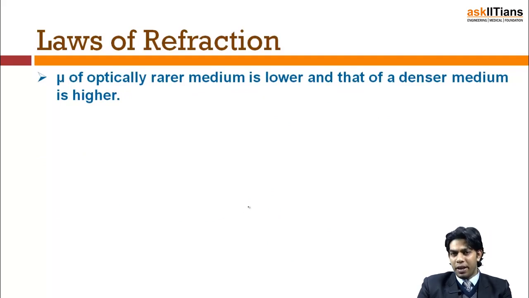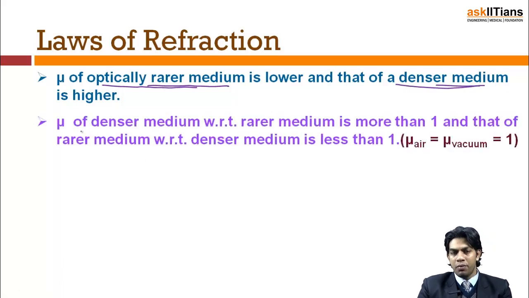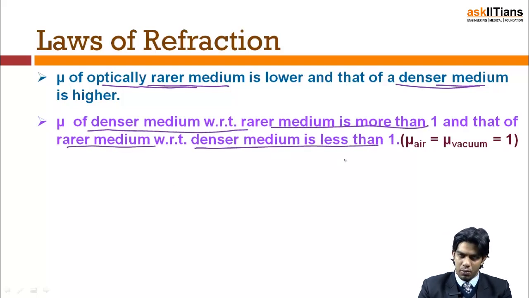Mu of an optically rarer medium is lower and that of a denser medium is higher. Optically rarer medium basically tells me that the speed of light in this particular medium is better than the rest of the lot, and that in the denser medium is very low, on the lower side of the lot. Now mu of a denser medium with respect to a rarer medium is more than 1, and that of a rarer medium with respect to a denser medium is less than 1.